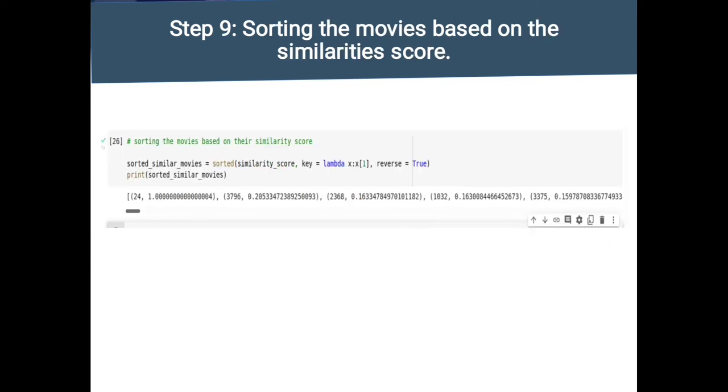Next is step 9, sorting the movies based on the similarity score. After getting the list of all the similarity scores, we have to sort the list according to the similarity score so that we can print the desired output. The syntax is sorted_similar_movies equals sorted of similarity_score, comma, key equals lambda x: x of 1, reverse equals True. Printing the sorted similar movies gives all the similar movies and the cosine similarity in a sorted way.